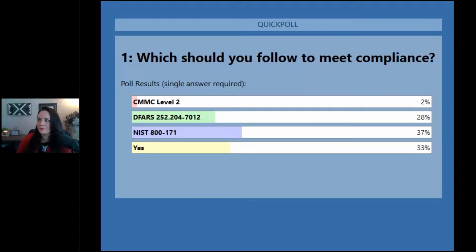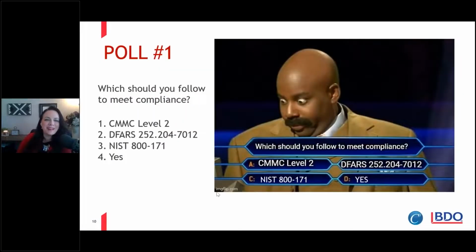So looks like our poll is in, and it has a lot of folks divided between the 3, the DFARS 252, NIST 800-171, and a good portion just saying yes. So there you go. And that one was meant to be a complete joke. NIST 800-171 is actually the framework that both CMMC level 2 and DFARS 7012 point to. So really all 3 are right. So if you guessed yes, you're probably on a good path and you probably have a pretty good understanding.